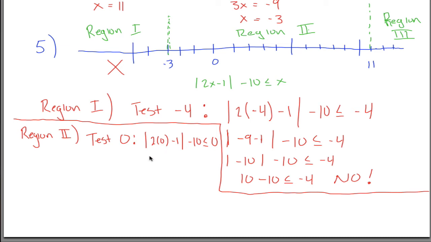Let's see. 2 times 0 is 0. 0 minus 1 is -1. So what my statement is saying is the absolute value of -1, minus 10, has to be less than or equal to 0. The absolute value of -1 is 1. 1 minus 10 less than or equal to 0. Yeah, that looks good, because 1 minus 10 is -9. -9 is certainly less than or equal to 0. So region 2 works. Everything in region 2 works. Let's work out region 3.